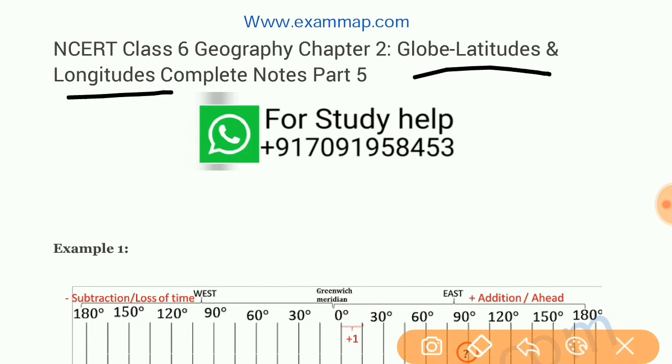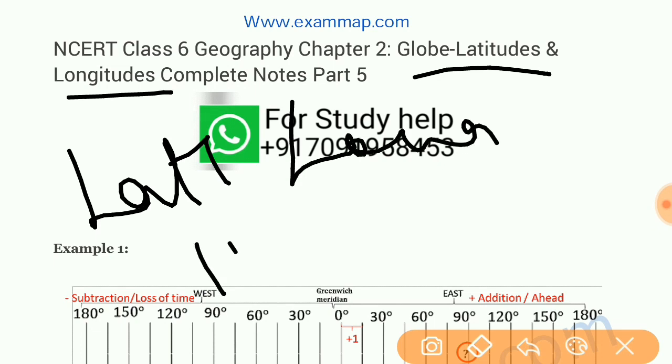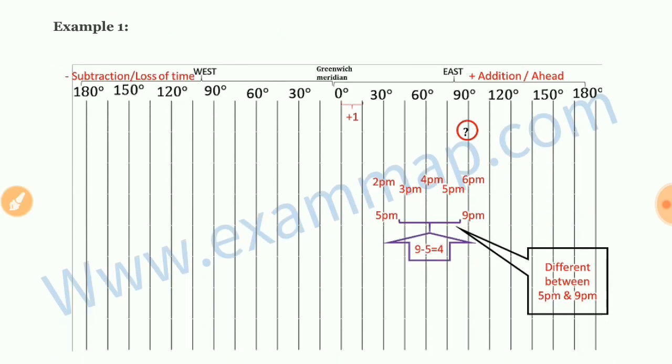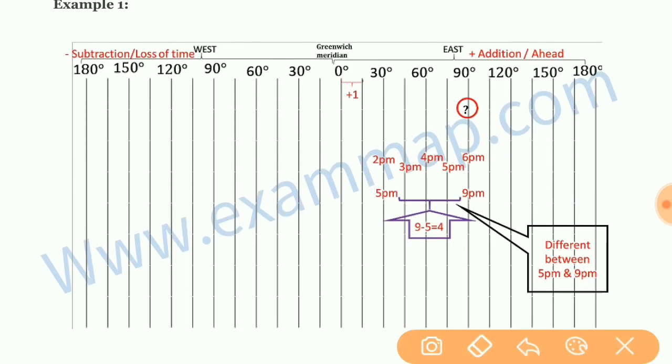In the last two parts we have discussed latitudes, longitudes, the International Date Line and Indian Standard Time. We also learned how to calculate time zones through the Greenwich meridian. So in this video we have some examples of how we calculate time zones. As I told you, every 15 degrees we have a difference of 1 hour.